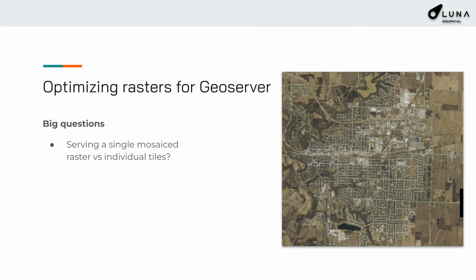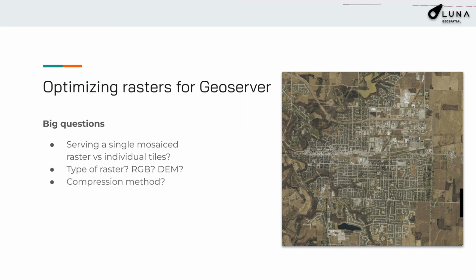There's an image mosaicing plugin that you can use within Geoserver if you are going to serve out tiles. But as I said, I'm only going to show you how you can serve this out as a single mosaic raster. What's the type of raster? Is this RGB imagery, RGBI imagery maybe? Is it a DEM? Is it some sort of classified raster? We have to know this.